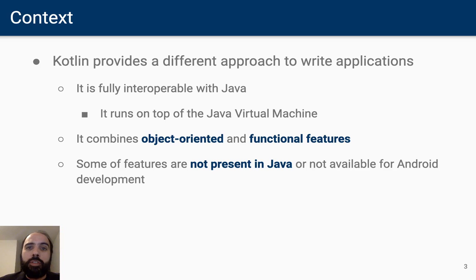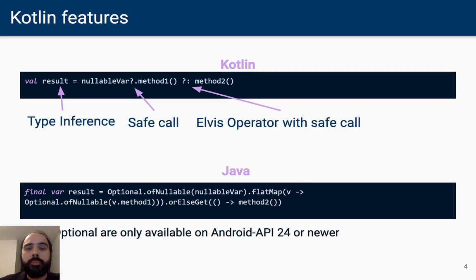Kotlin is a programming language that provides a different approach to writing applications. It is fully interoperable with Java because it runs on top of the JVM, the Java Virtual Machine. Then you can mix Java and Kotlin together. Also, it combines object-oriented and functional features, and some of these features are not available in Java or not available for Android development. To give an idea about which kind of features we are talking about, let's see some examples.